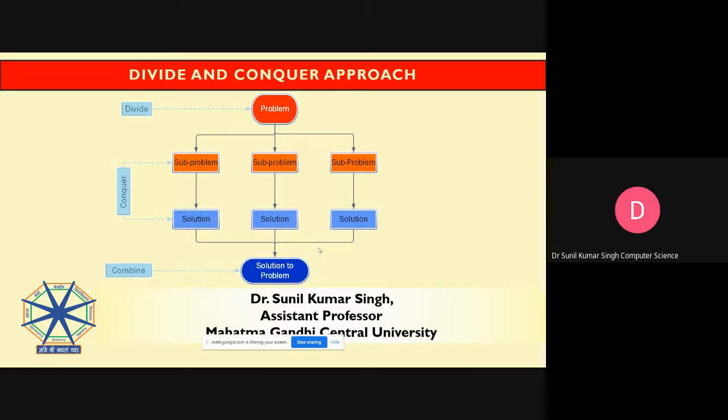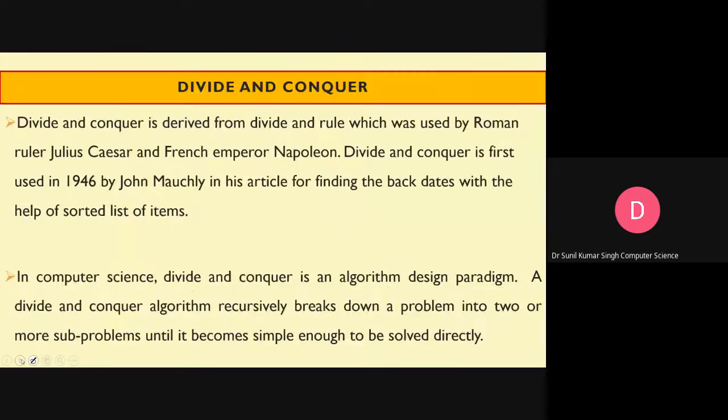So in the diagram you can see here the problem is being divided. If the problem is a complex problem, it is divided into a set of sub problems, and then we find the solution, and after that we combine them, right? Then we combine them. This is the basic philosophy behind the divide and conquer approach.